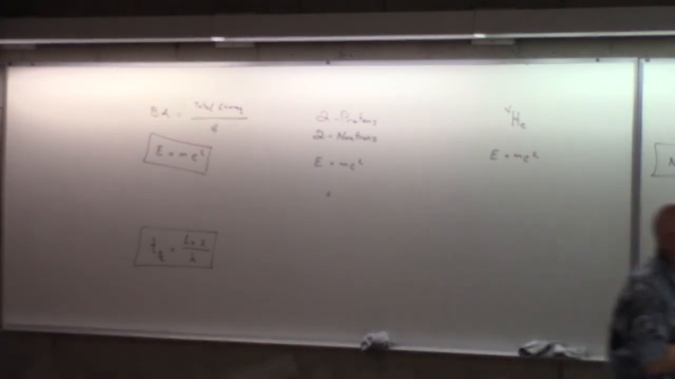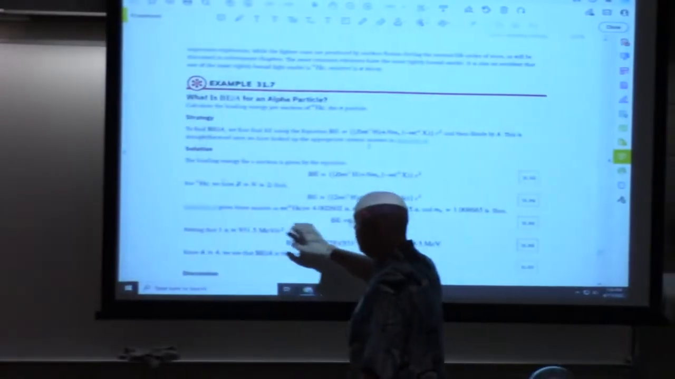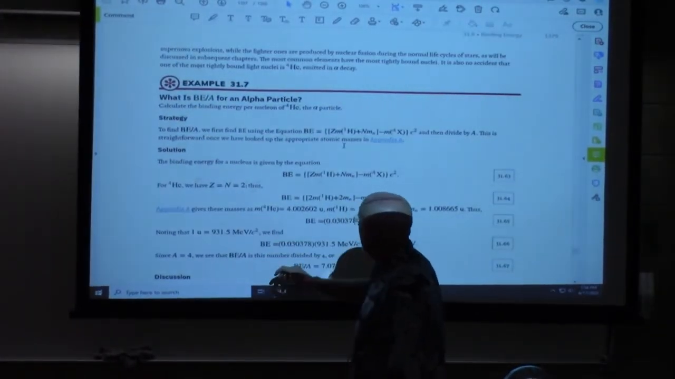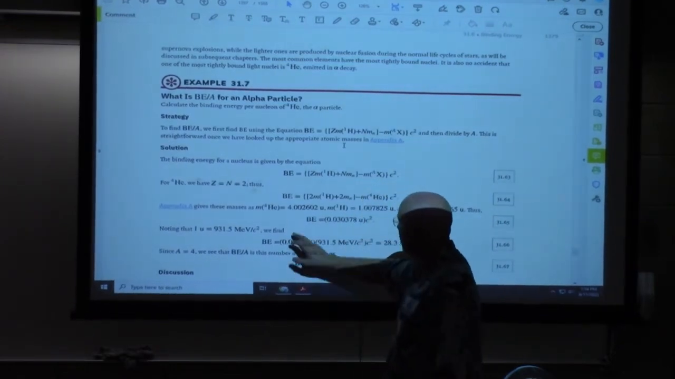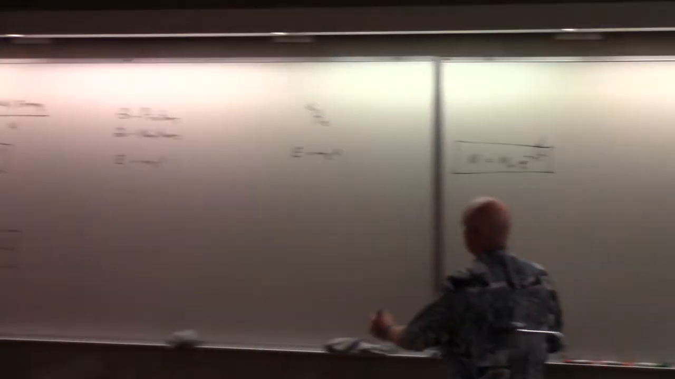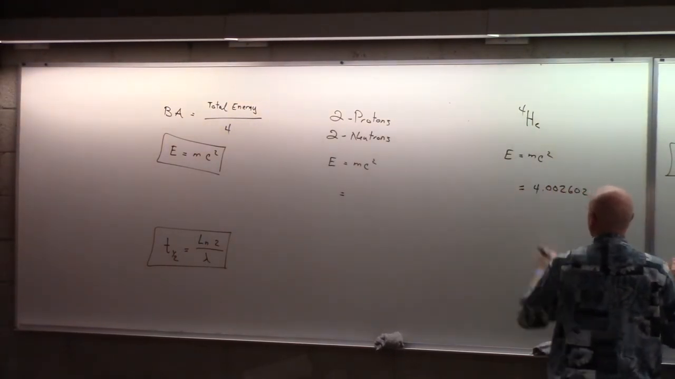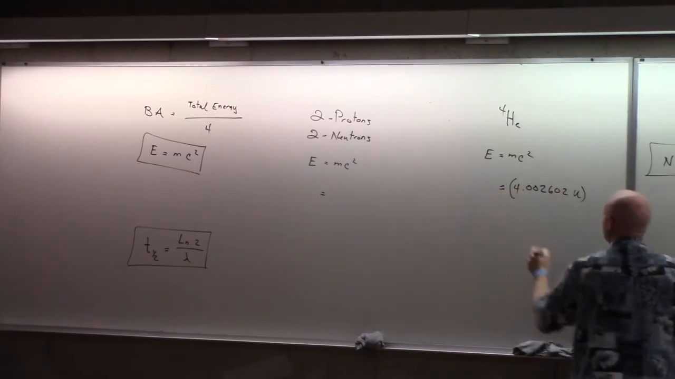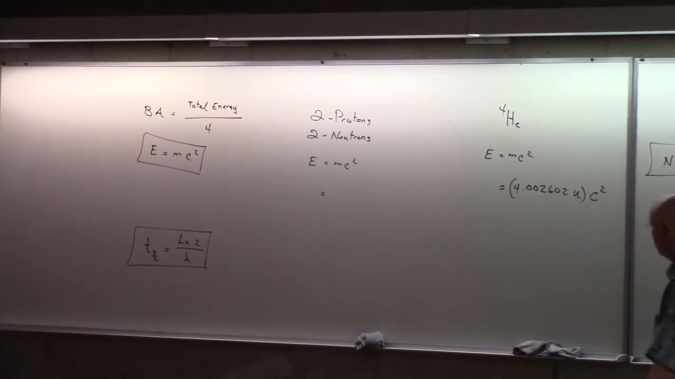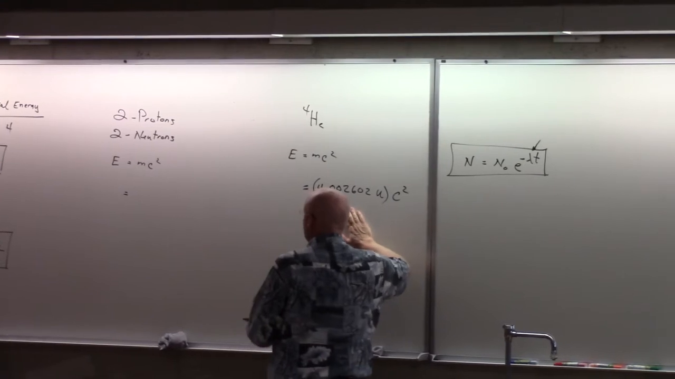So I'll use the numbers from your book instead of looking them up here, but your author simply starts off by saying, if you go to Appendix A, you can look up the mass of helium-4, and it's 4.002602 atomic mass units times c squared. And we can debate if we want to change that to kilograms so we can get the energy in joules or not here. But I am going to just say this is what I have so far.